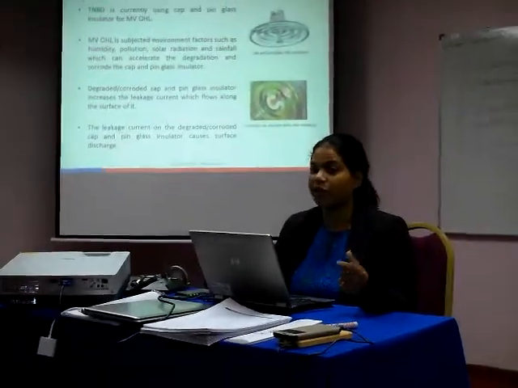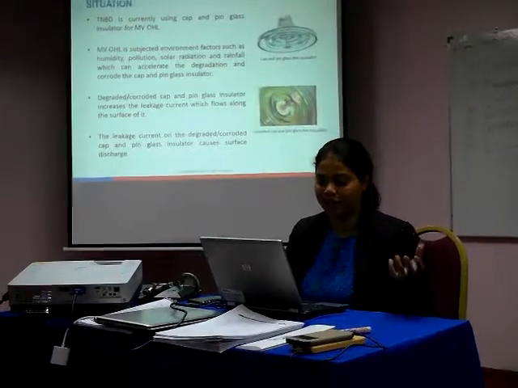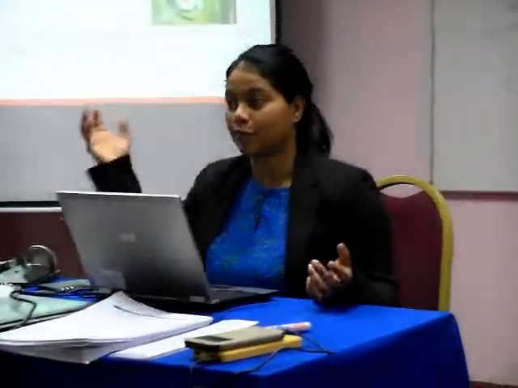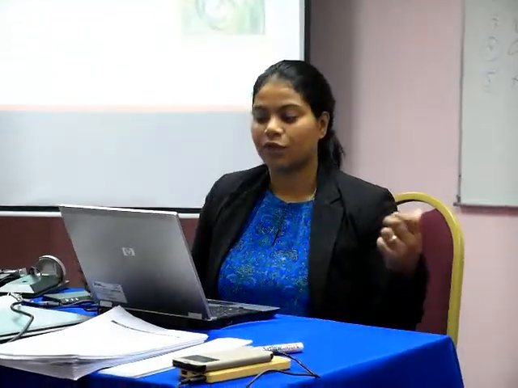NBD, we are using cap and pin type of insulator for MV overhead line. So MV overhead line, as you know, is exposed to pollution, humidity, solar radiation and rainfall throughout the year. So this will degrade and also corrode the cap and pin type of glass insulator. So what will happen if this glass and pin type of insulator gets corroded?